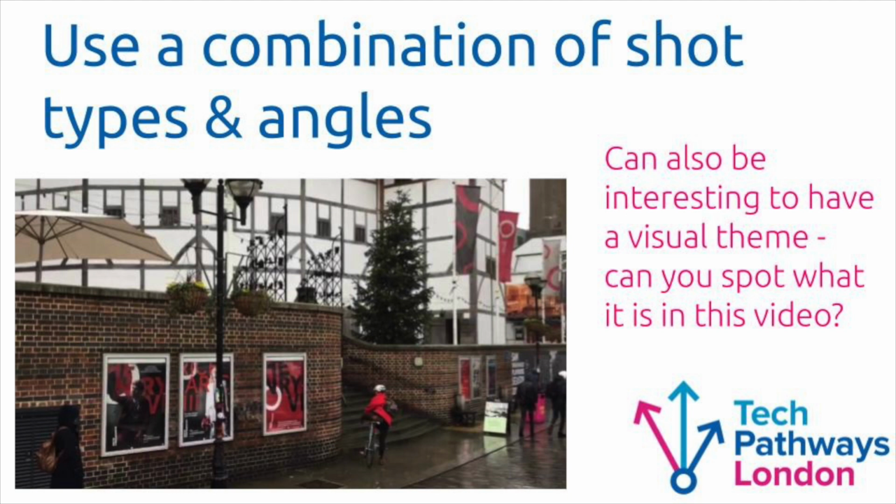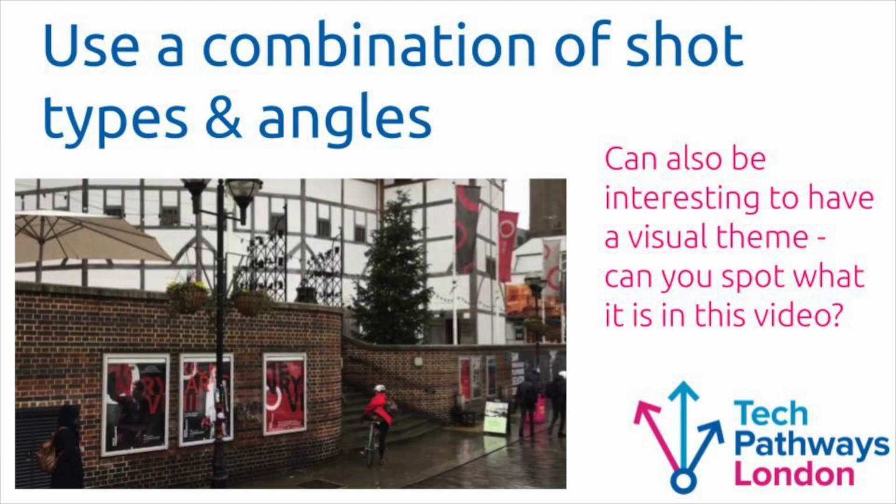Great. So this, as you can see, is another one of those Globe films, and is a really good example, I think, of what we were talking about earlier in terms of using a combination of shot types and angles. So this group have used a really wide variety of those things. I think it really helps with the storytelling.